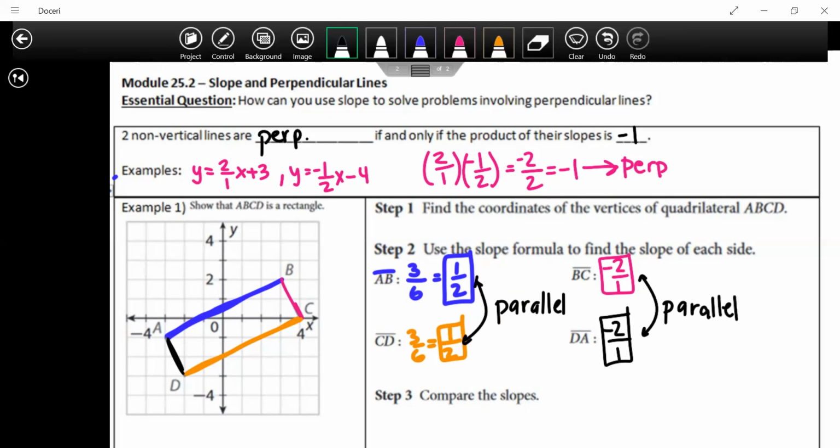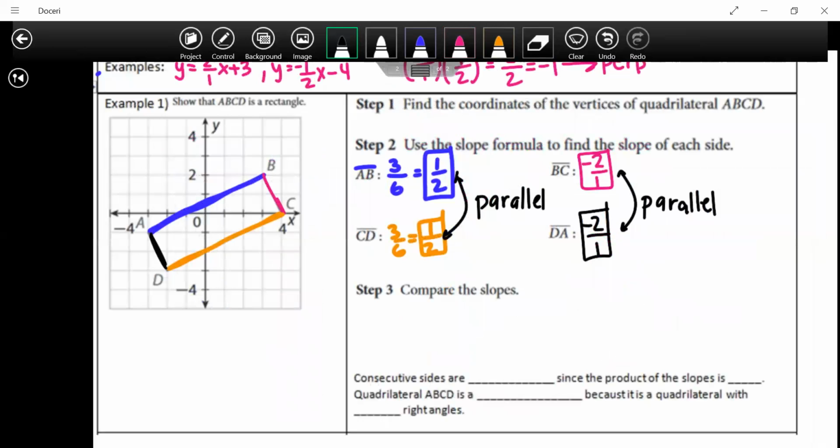So we did that. We're done with that. It's a parallelogram. We're done with that. We showed it's a parallelogram because we showed 2 pairs are parallel. Now, this is the extra step. This is comparing the slopes. We got to add on something else for this.